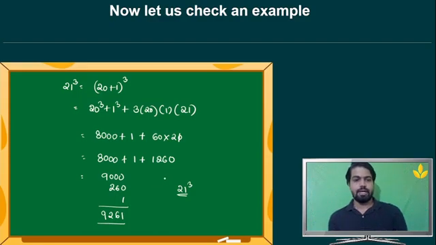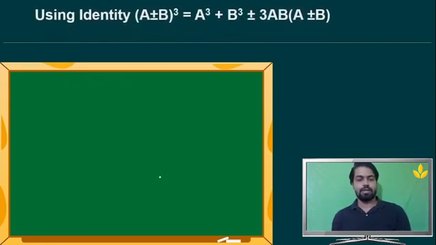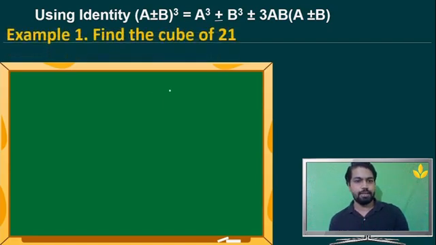So that means we are going to use this formula: (a plus or minus b) whole cube is equal to a cube plus b cube plus 3 into ab into (a plus or minus b). So wherever plus is there, it is a plus b, means always plus; a minus b means it's always minus. We can use this formula. So let us see the example now.